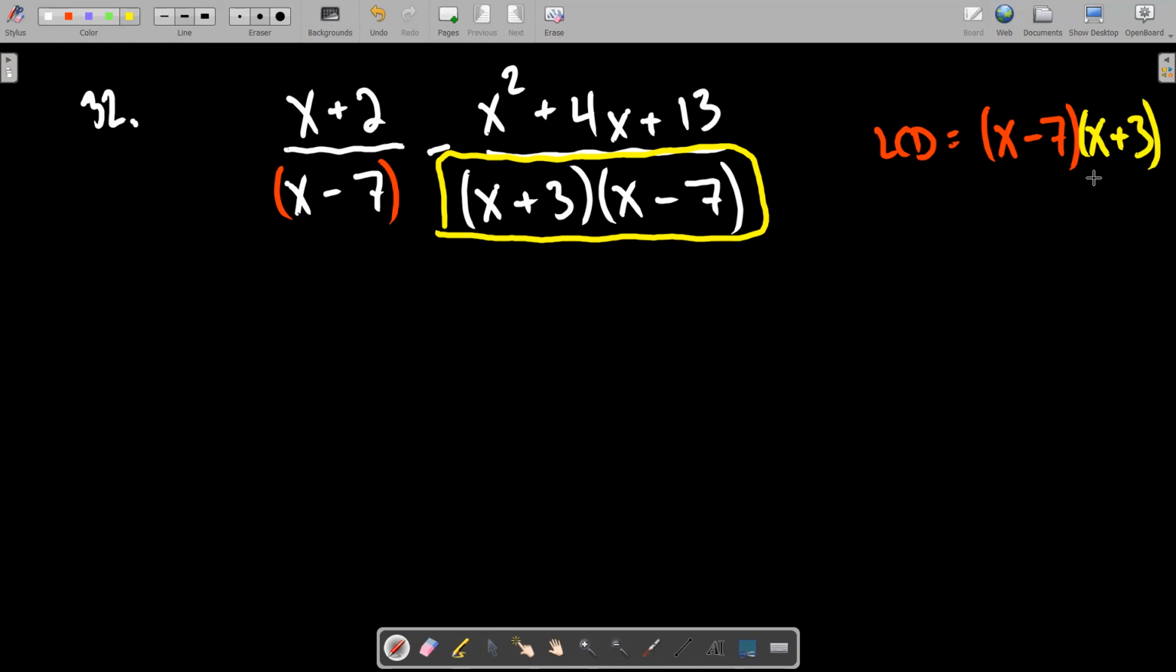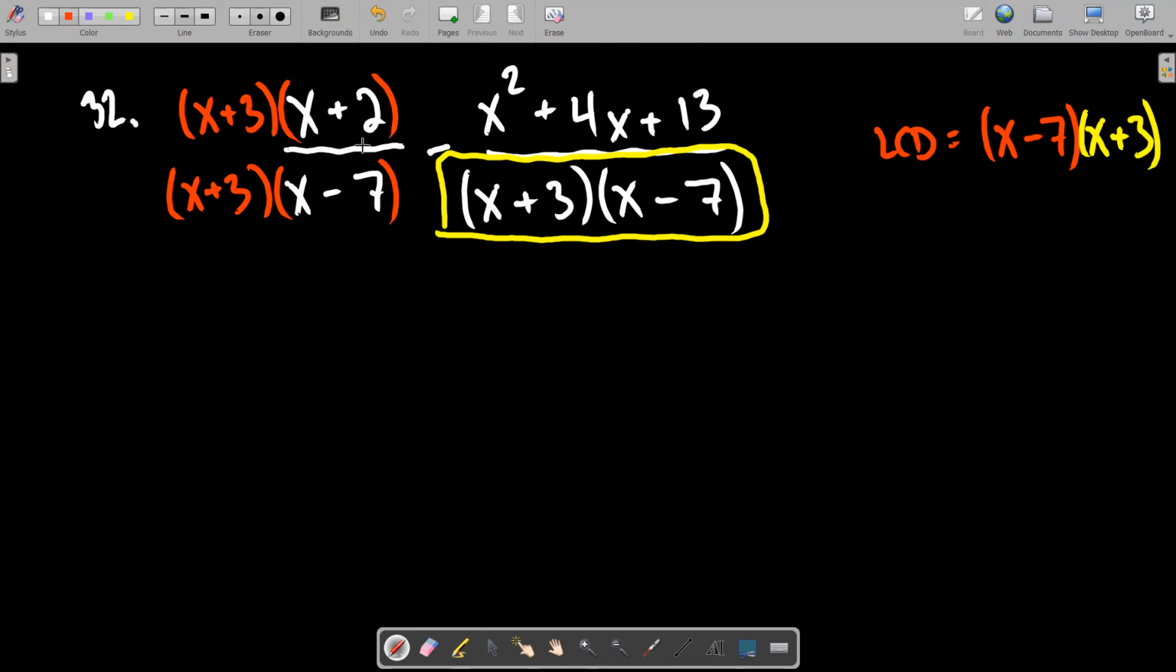Which now leads us to the question of what does each fraction's bottom need? What is the first fraction's bottom missing? So I'm going to multiply by x plus 3. And I'm going to do it on the top and on the bottom, because fair is fair. Notice I added some parentheses around the x plus 2 on top, because that's just what you've got to do now. You're about to go multiplying. You've got to have that enclosed.